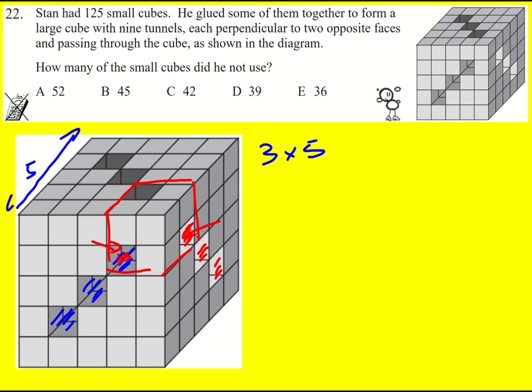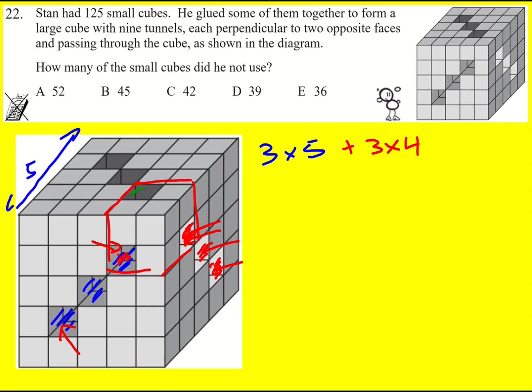So I'm going to actually get 4 cubes I don't use for this tunnel here, and then 4 for this one and 4 for this one along similar lines, because this one is going to intersect with this tunnel. So I'm going to add on 3 times 4. Not 5 because of the intersection. I've already counted that cube being missing as such.